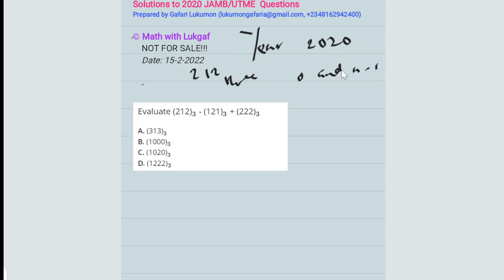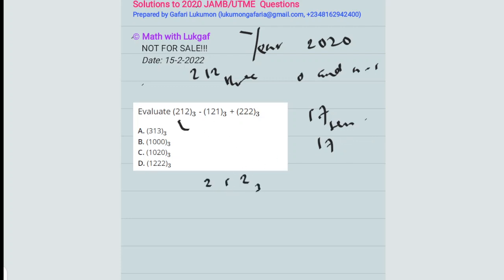Then another thing I want to call your attention to is that when you have a number in base 10, you can write it without putting the base. For example, when I have 17 base 10, I hope you understand now, I can write 17 alone without putting the base. You understand? And so we call this the standard base. I hope you understand now. Okay, now let us continue. We have 212 base 3.